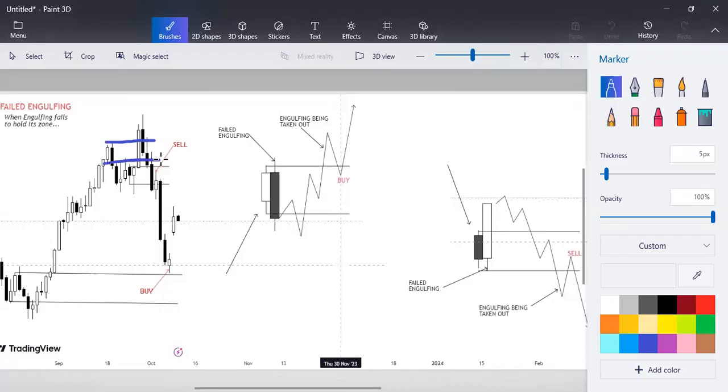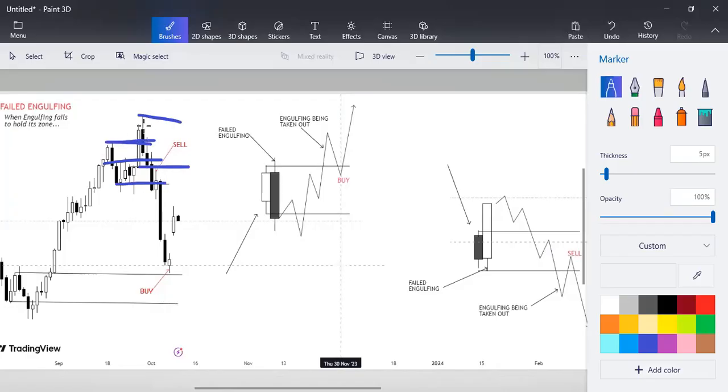It was broken above. Price came and created a new counter move, a new engulfing zone, which is responsible for the taking out of this support. So we no longer have a strong high because it has been taken out. This becomes a weak high.